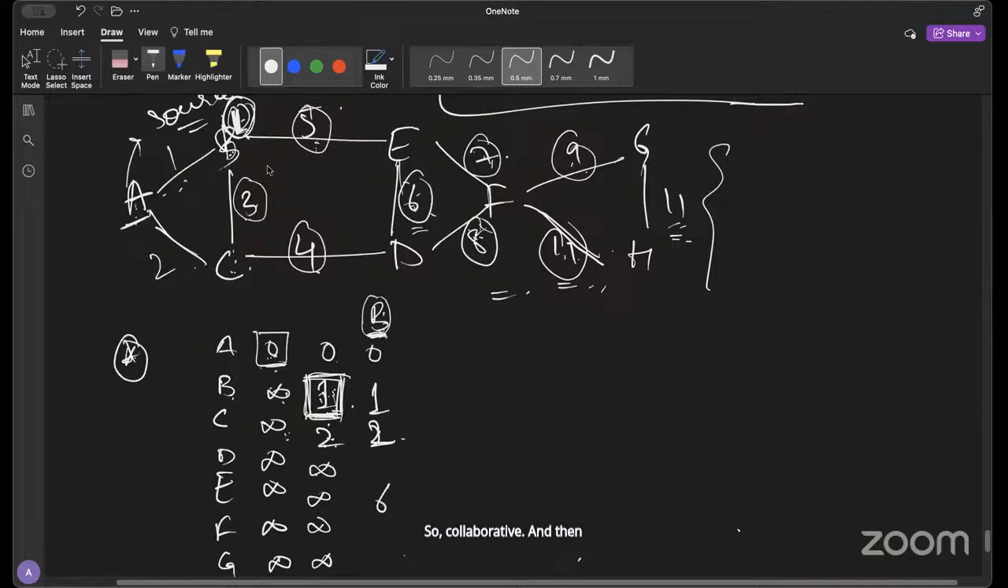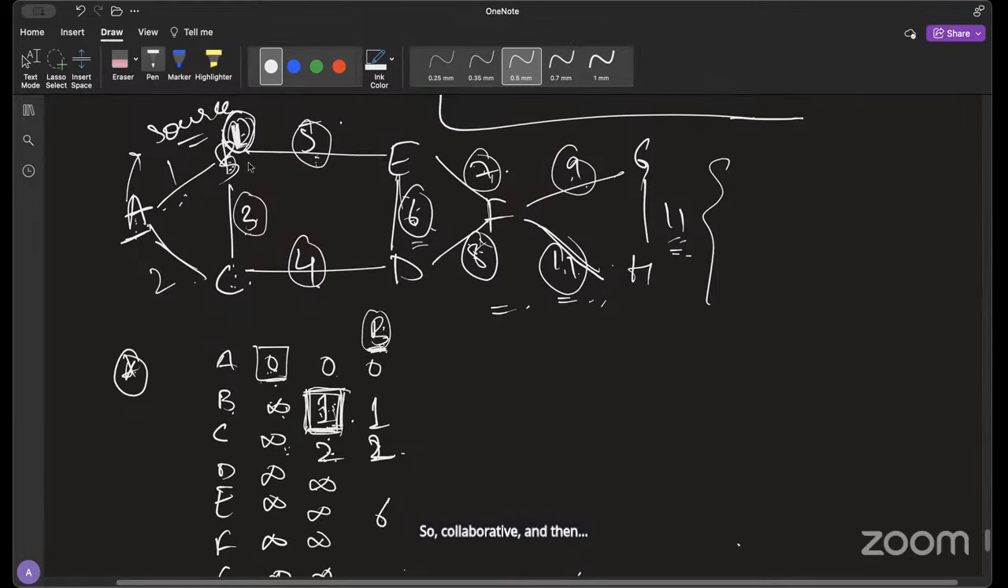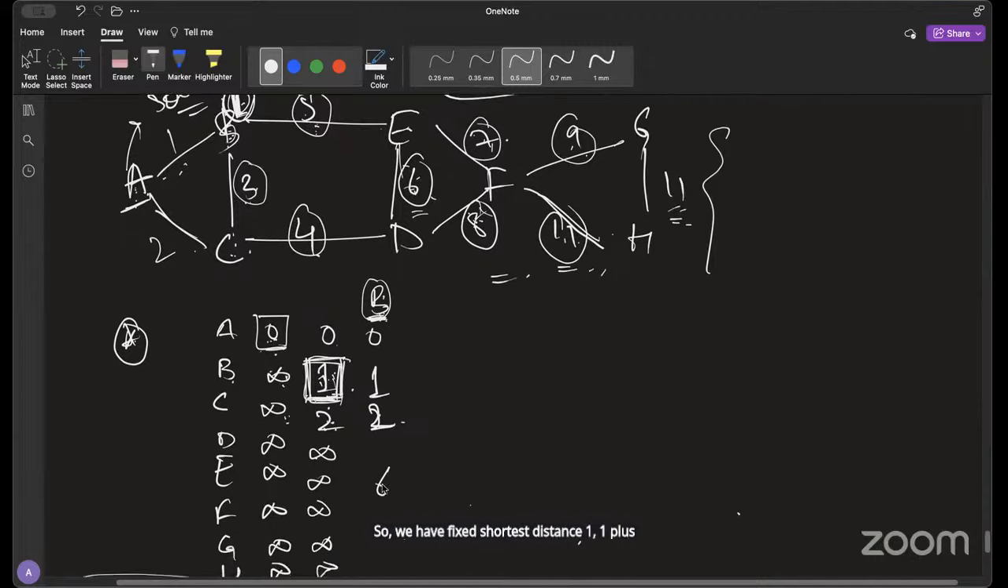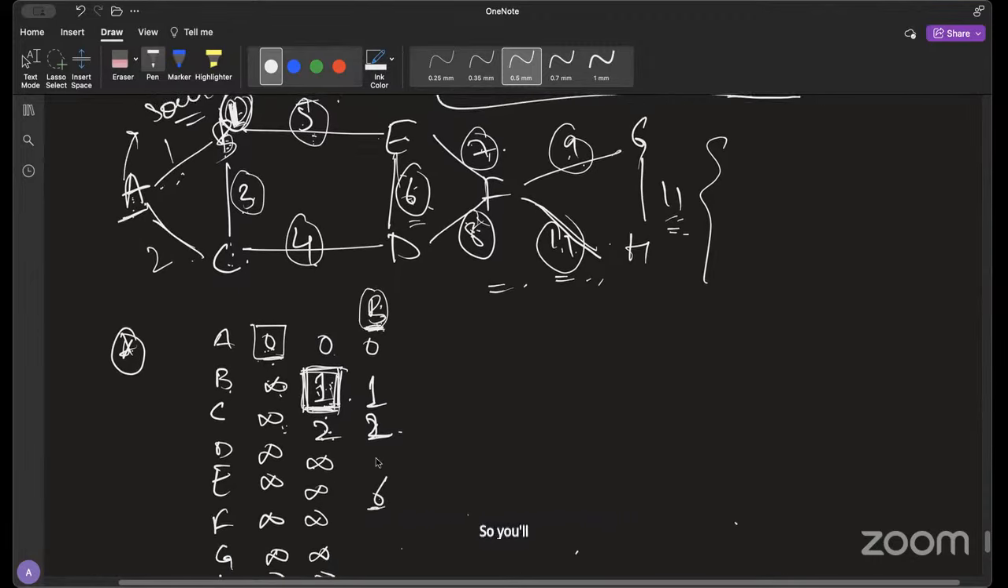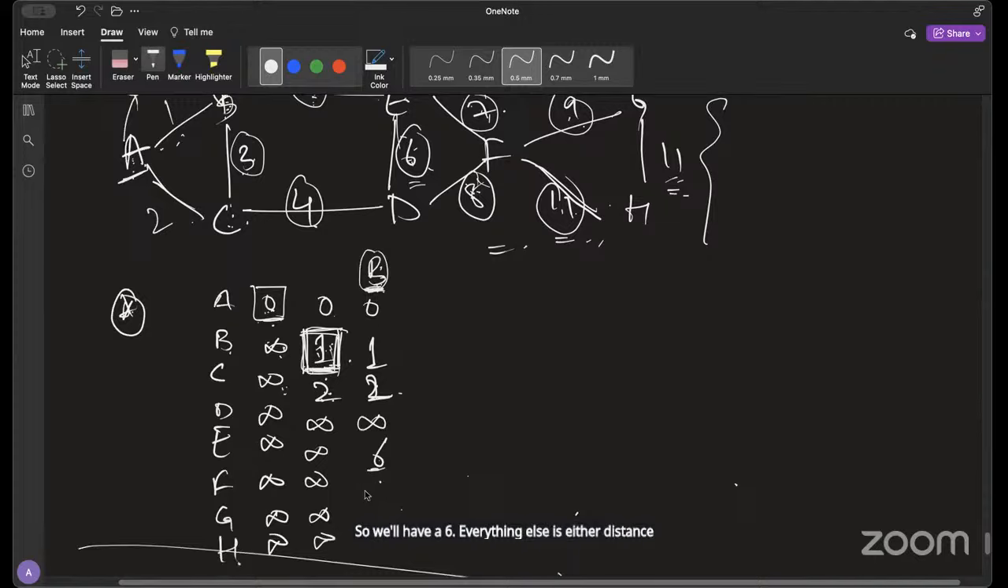And then the next vertex that is directly connected to B is E. B has fixed shortest distance 1, and 1 plus 5 will be 6. So you'll have a 6 here. And everything else is at distance infinity from B, so you keep it as infinity.